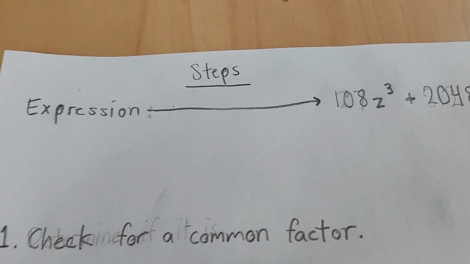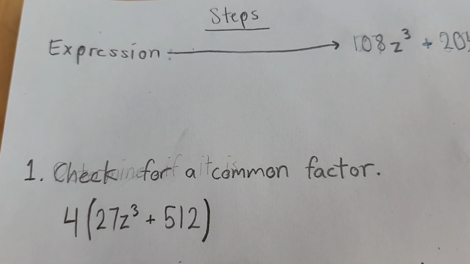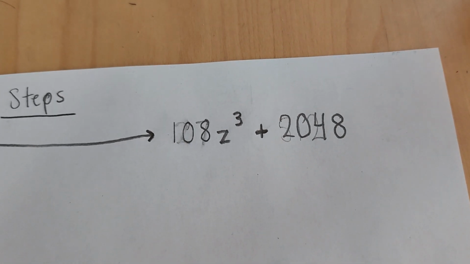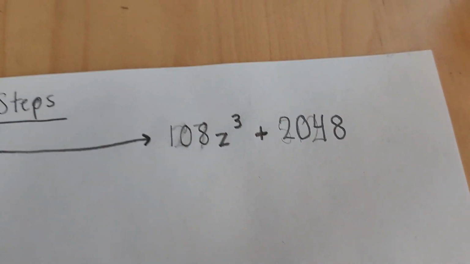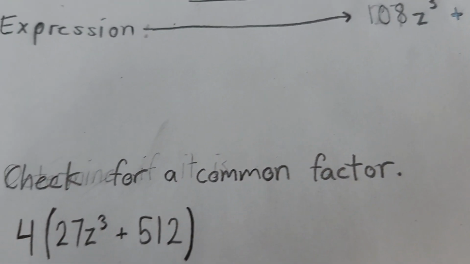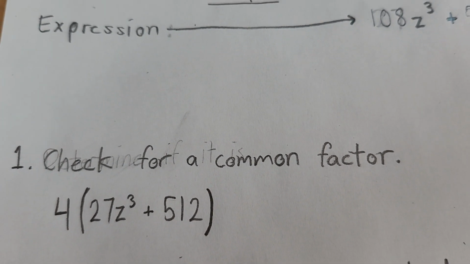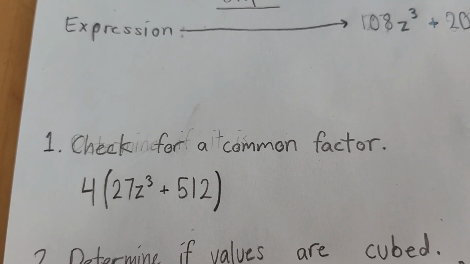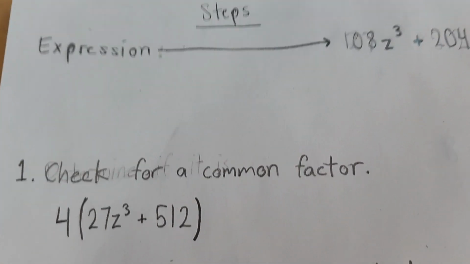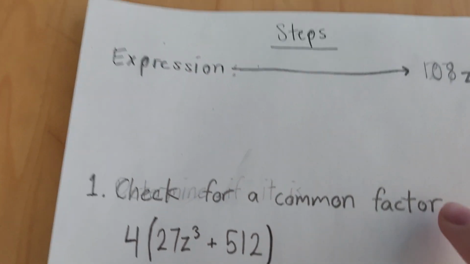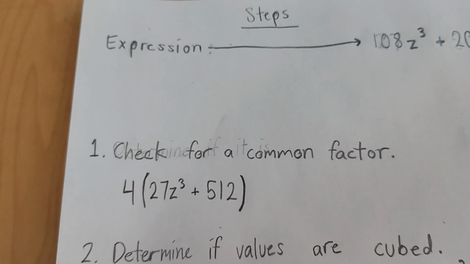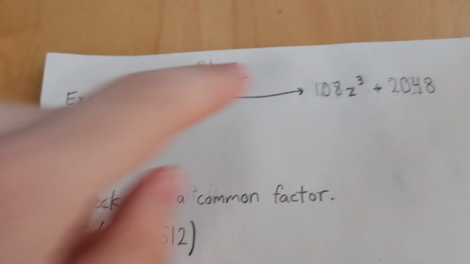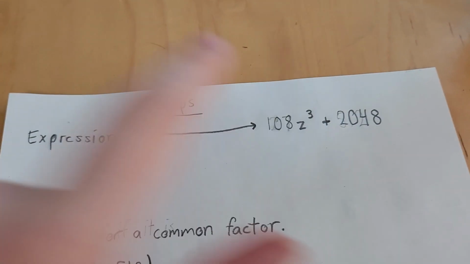So the first thing we do is step one: we check for a common factor, right? If you look at this question, it'll be a little hard to find the common factor. But since I made it up, I know the common factor is actually 4. And so we're left with 27z cubed plus 512. We always have to check for a common factor when factoring, and we found one. So it's 4. Both of these numbers can be divided by 4.